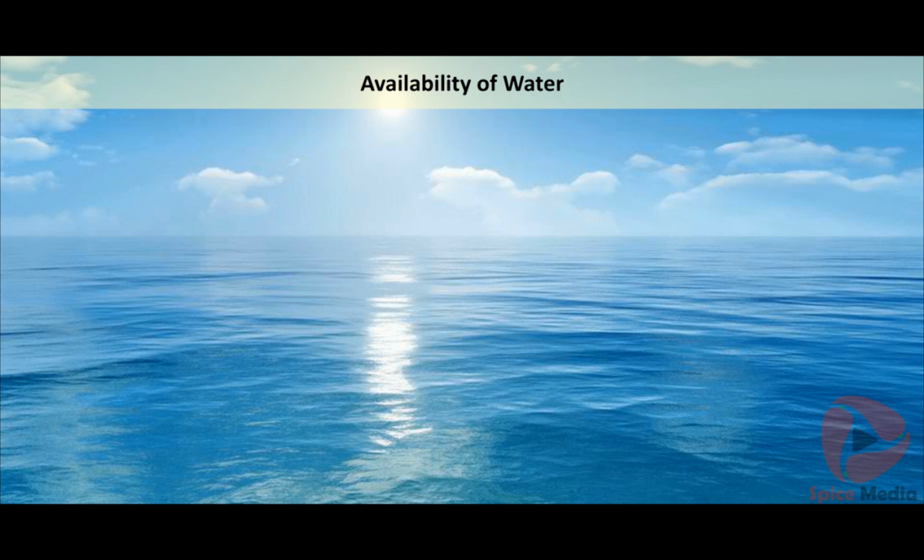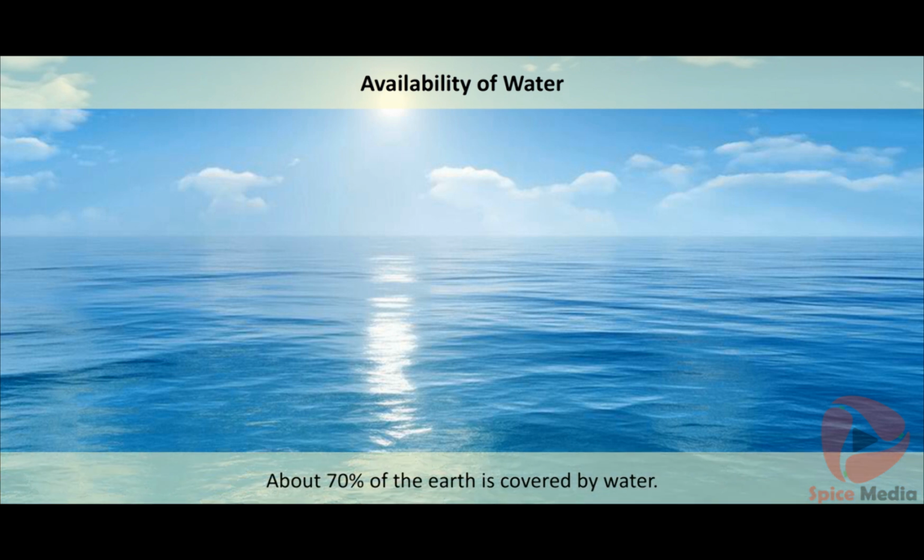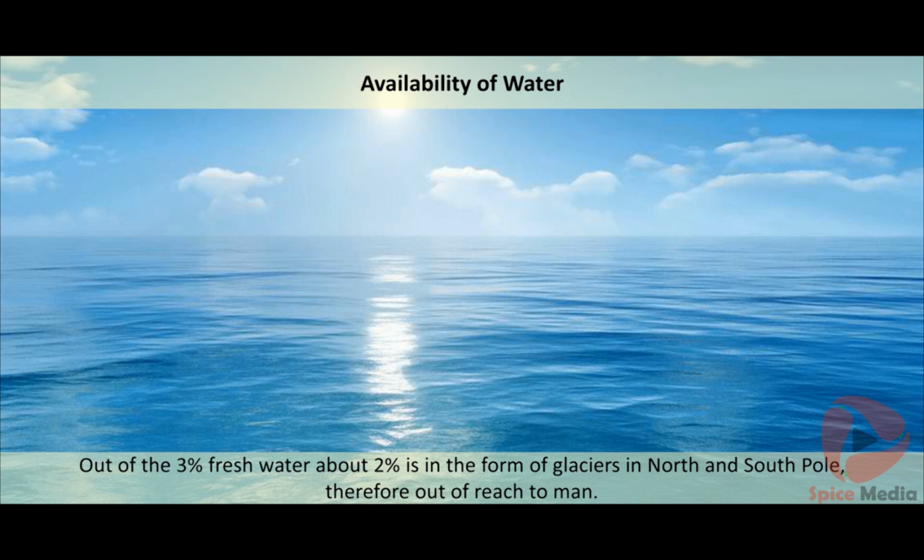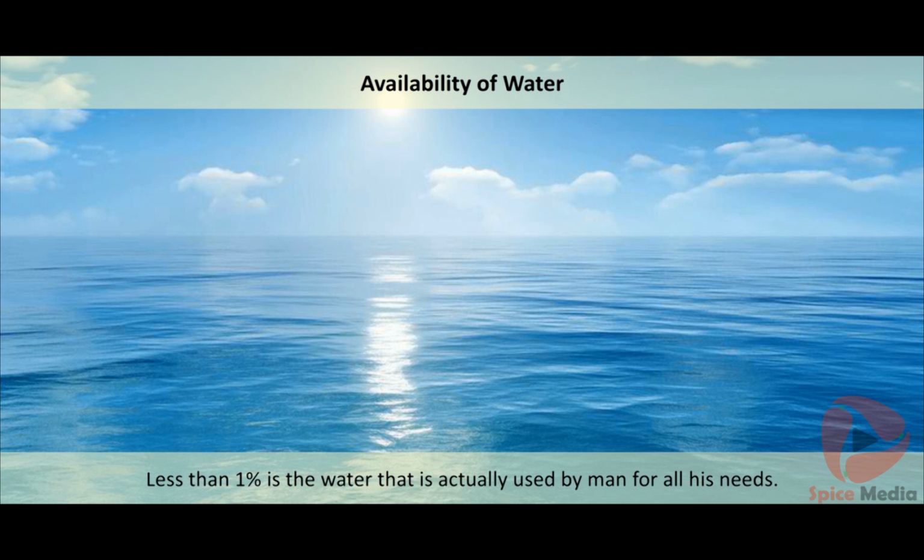The earth is surrounded by large oceans and seas, but the ocean water cannot be used for drinking or for irrigation purposes because it is too salty. Here are some facts about the water present on this earth. About 70% of the earth is covered by water. Of this, 97% is salt water, hence not fit for use. Of the 3% fresh water, about 2% is in the form of glaciers in the North and South Pole, therefore out of reach to man. Less than 1% is the water that is actually used by man for all his needs.